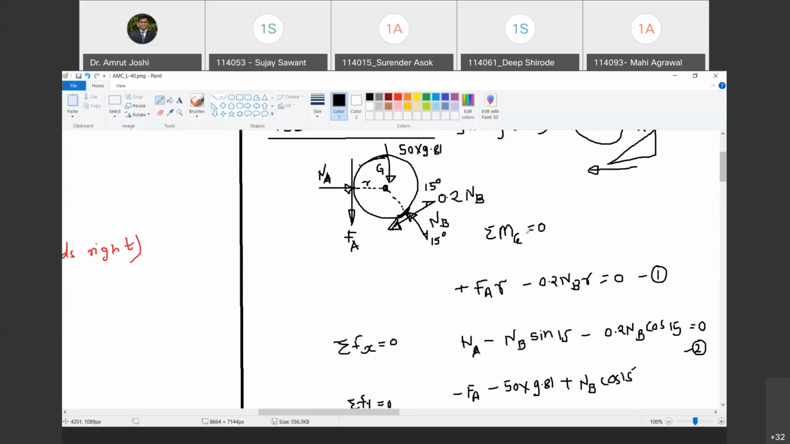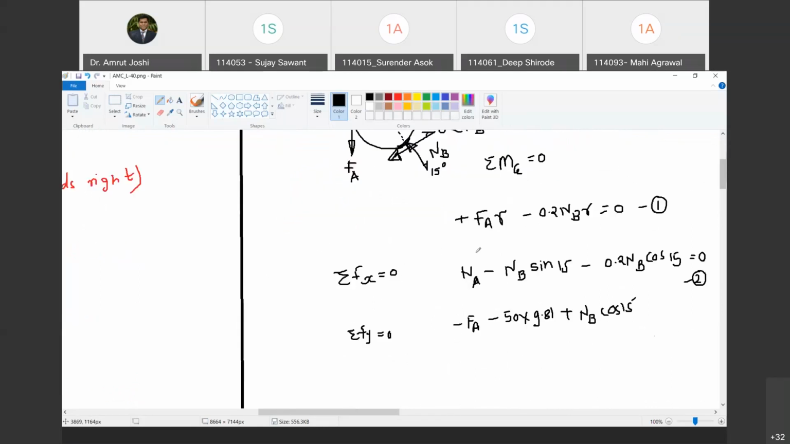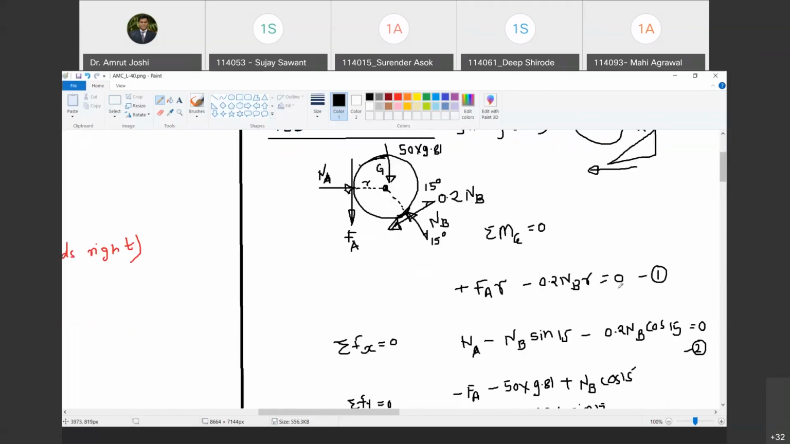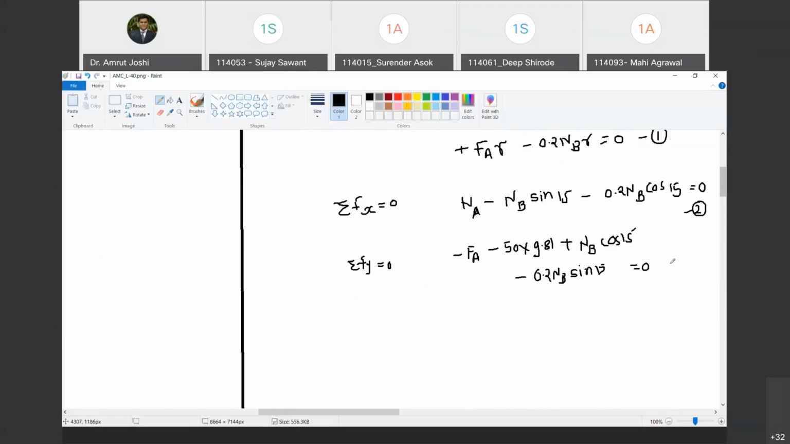And minus 0.2 NB sin 15, happy? This has to be equal to 0. Are you with me? This is the third equation.